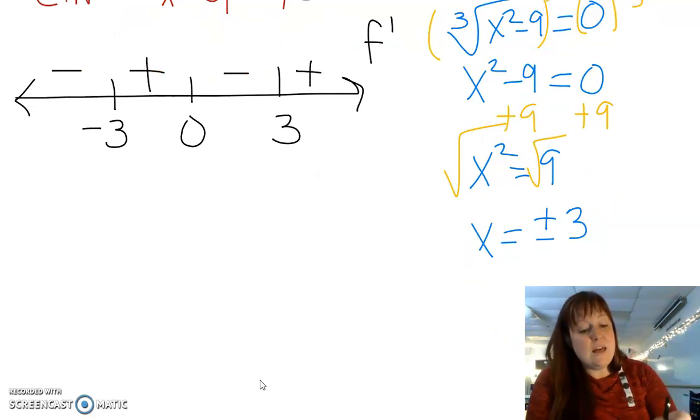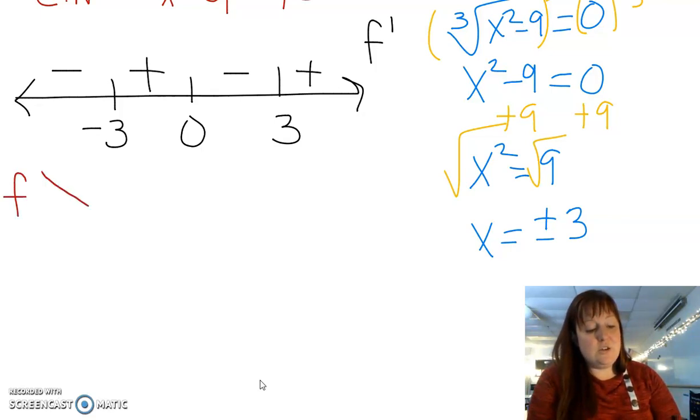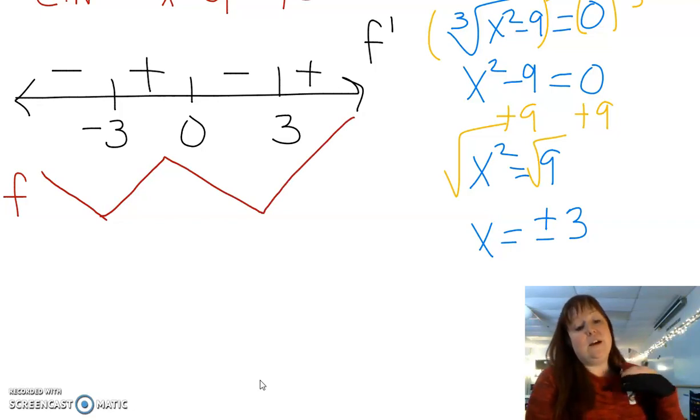Well, it means that before negative 3, our derivative is negative. So if you go back to your foldable, the derivative is negative. That means that the function, our actual function, is decreasing. Okay, we can just write it like that. Now, when f prime is positive, that means our function is increasing. When f prime is negative, that means our function is decreasing. And when f prime is positive, it means our function is increasing. So that means that this is kind of the pattern of our function.